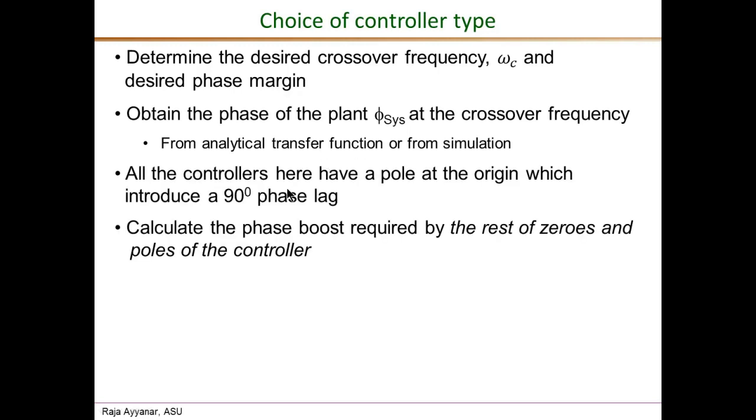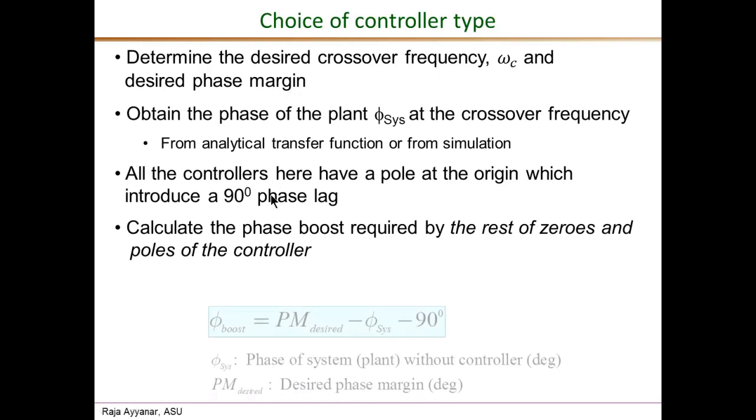Then we know that all the controllers, each of the three types that we have seen, have an integrator or a pole at the origin, and that introduces a 90 degrees phase lag. So that has to be considered in the design process. The next step is to calculate the phase boost required. The phase boost is provided by the pole zero combination, everything except the integrator. So we can determine what phase boost is required given the phase lag of the plant, the 90 degrees contribution from the controller, and the required phase margin.